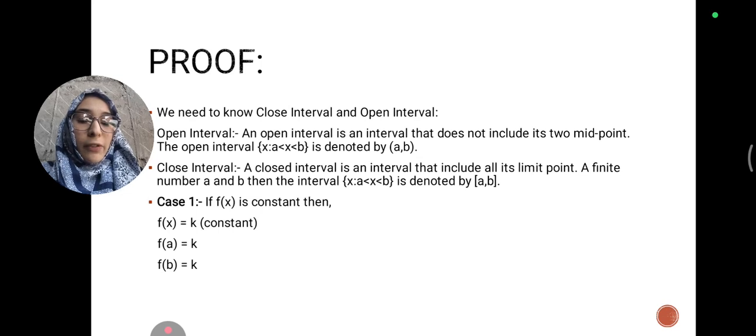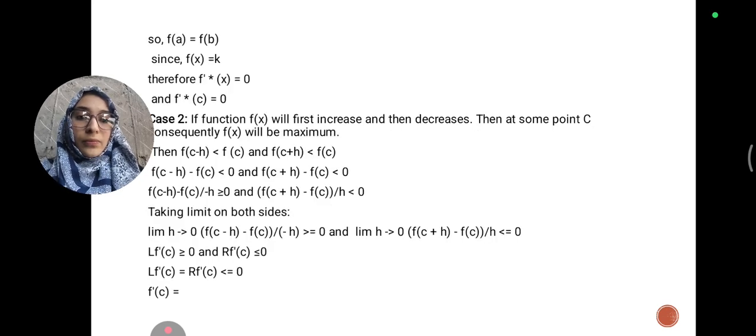Case 1: if f of x is constant, then f of x is equal to k, which is constant, and f of a is equal to k, f of b is also equal to k. So f of a is equal to f of b. Since f of x is equal to k, therefore f dash of x is equal to 0 and f dash of c is also equal to 0.